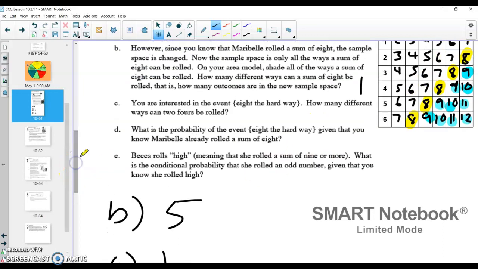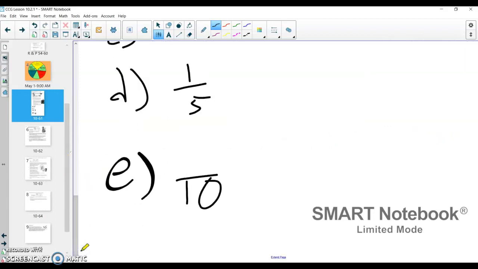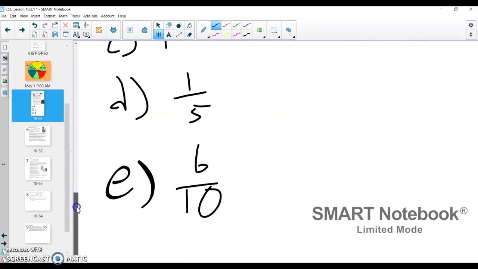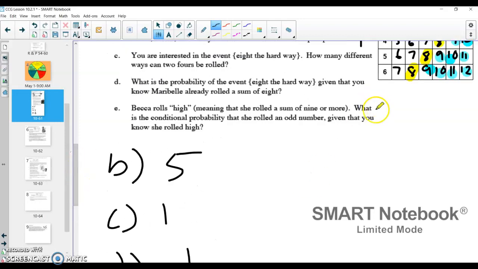Well, now we just count all the odd numbers in that sample space. So you have 1, because 9s are odd and 11s are odd. You have 1, 2, 3, 4, 5, 6. So you have 6 out of 10 chance, because you know that there's 10 numbers in the sample space of a 9 or higher, and 6 of those 10 numbers are odd. So there's a 6 in a 10 chance that it is an odd number, knowing that she rolled a high number, which means 9 or more.